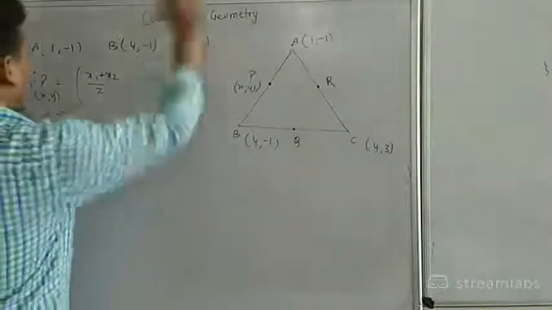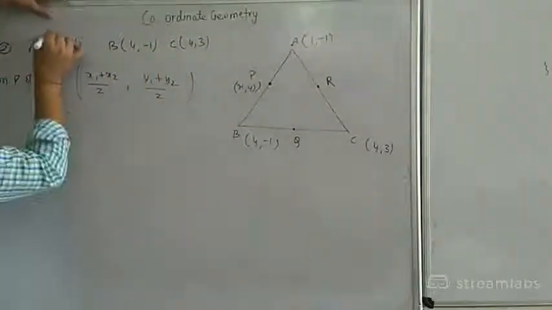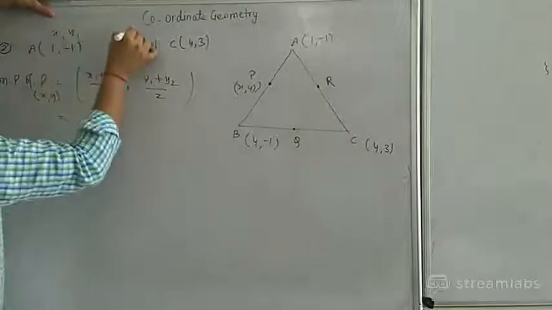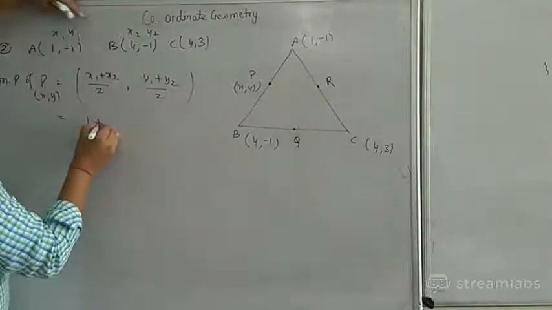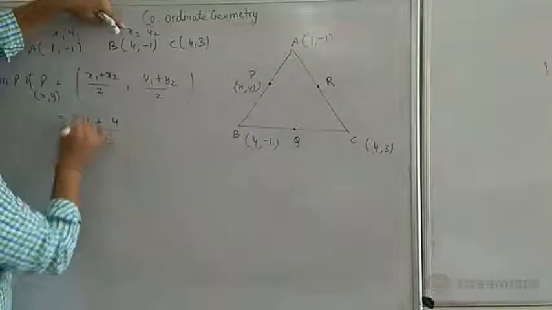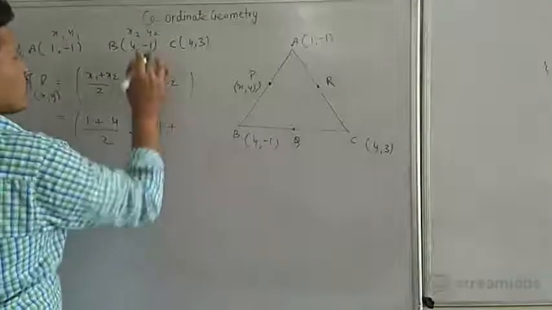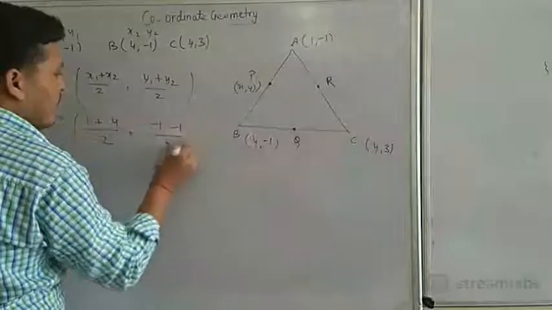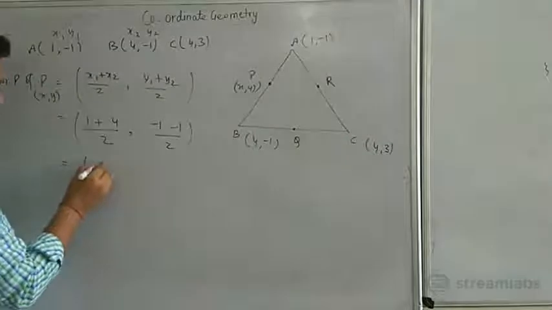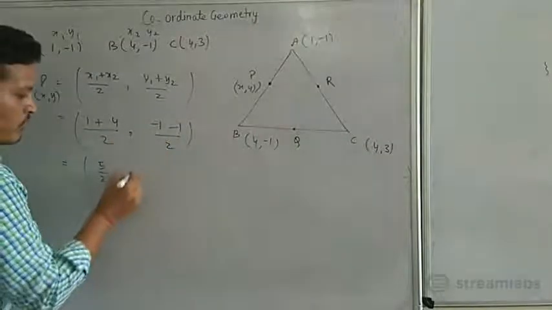Tell me, for which points are we solving? For A and B. Look here, this is x1 y1, this is x2 y2. So x1 is 1 plus x2 is 4, divided by 2. y1 is minus 1 plus y2 is minus 1, so minus 2 upon 2. So the midpoint is 5 upon 2 and minus 2 upon 2, so minus 1.